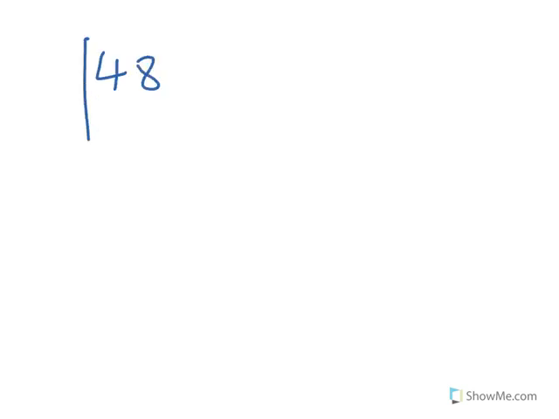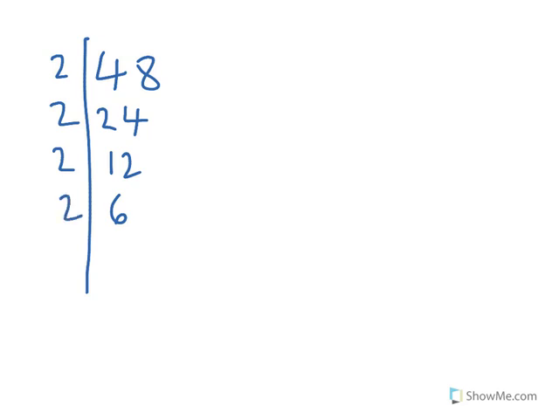So there's your 48. Put a line down the side. The smallest prime number that goes into 48 is 2, and that goes 24 times. Smallest prime number that goes into 24 is 2 again, and that goes 12 times. Smallest prime number that goes into 12 is 2, that goes 6 times. Smallest prime number that goes into 6 is 2, that goes 3 times. And the smallest prime number that goes into 3 is 3, and that goes once.